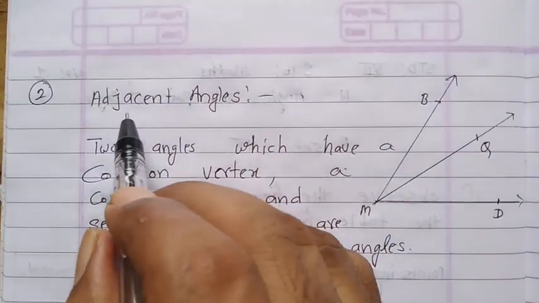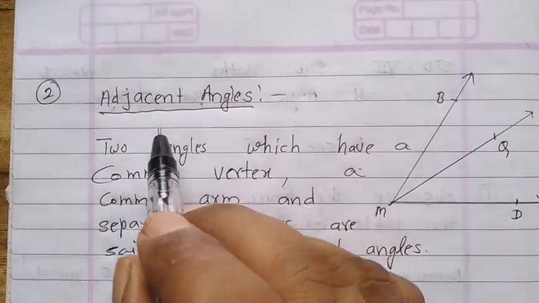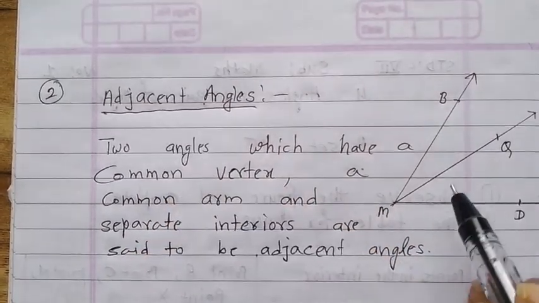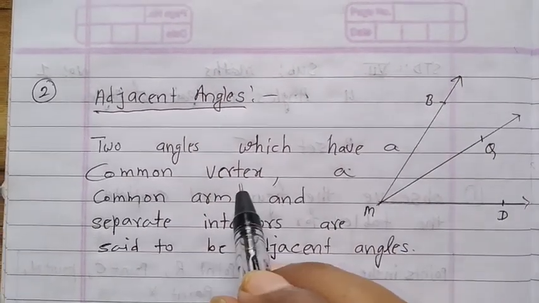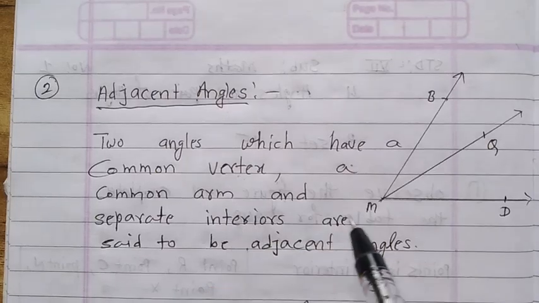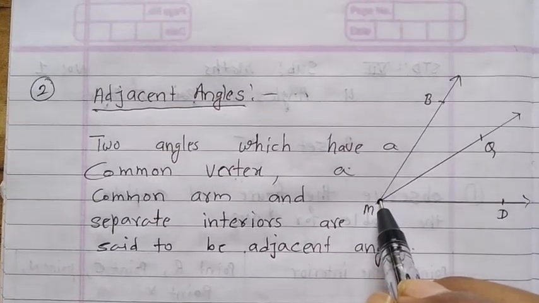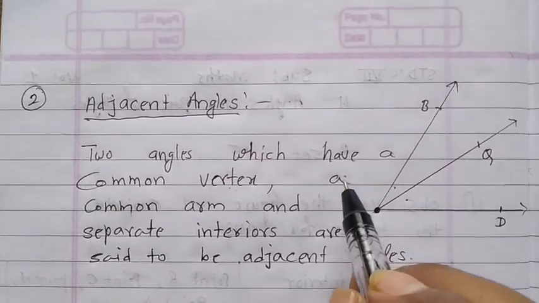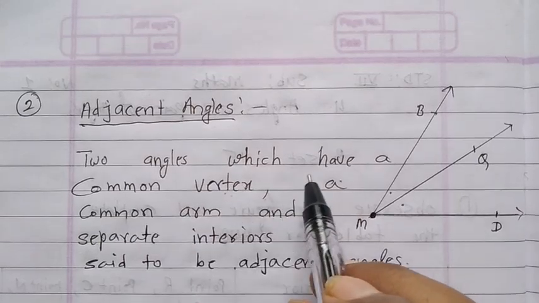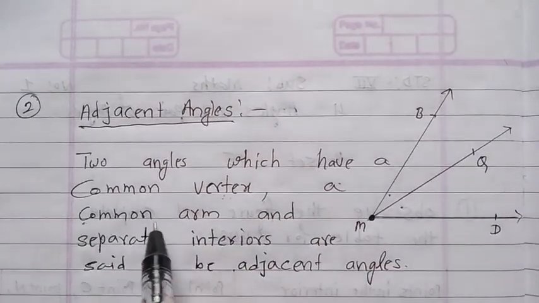Now come to the next concept: adjacent angles. So what is meant by adjacent angles? Two angles which have a common vertex. What is meant by vertex? This point is known as the vertex of the two angles. Which angles? This angle and this angle. So two angles which have a common vertex and a common arm.